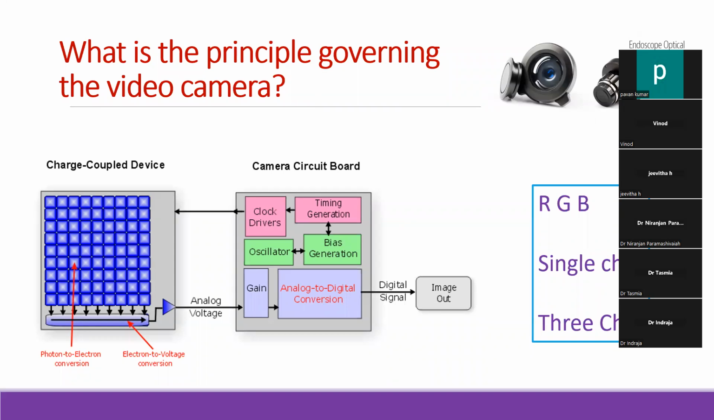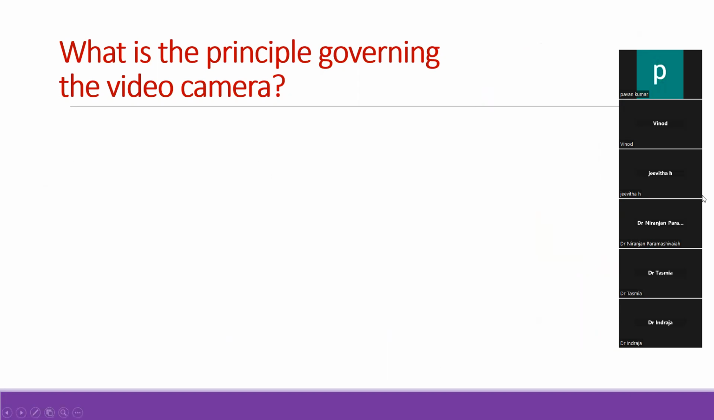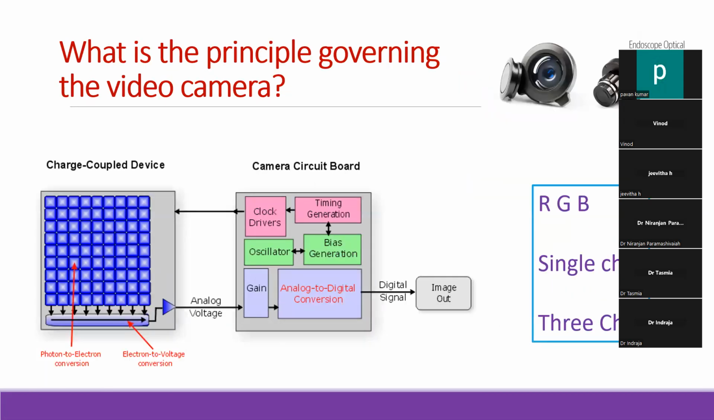Okay, so what's the difference between a single chip and a 3-chip camera? Vinod, you want to take that? Sir, primary colors, a 3-chip can detect 3 colors individually, and it can produce different colors, almost similar to the. What's a single chip then?